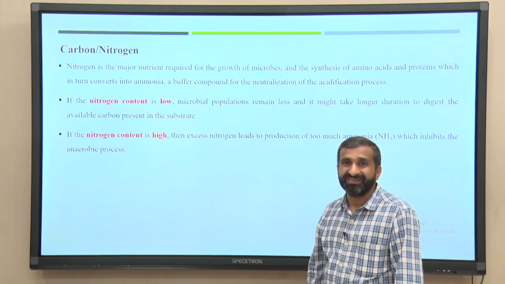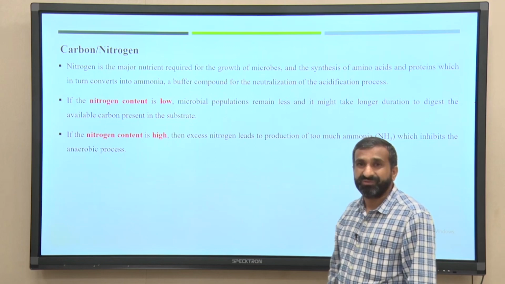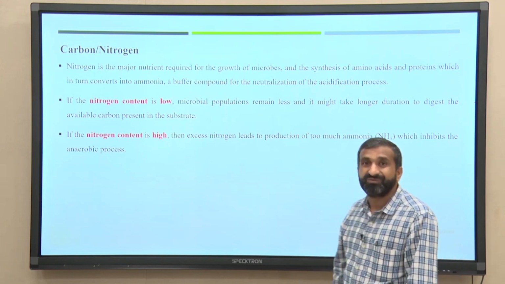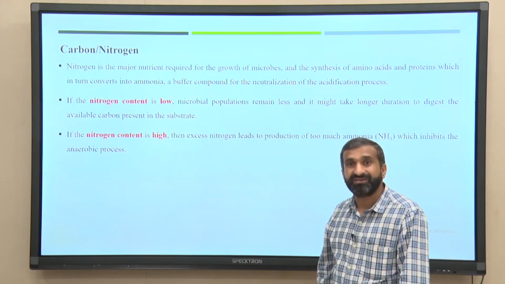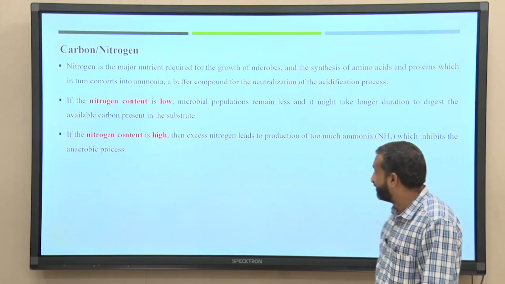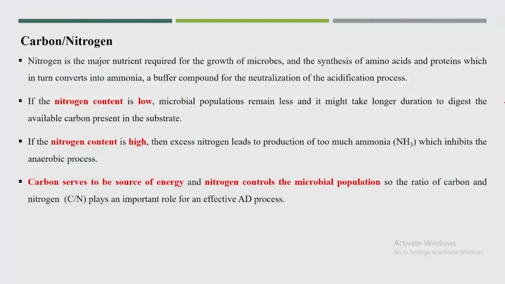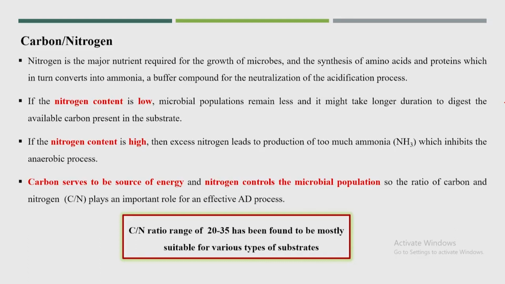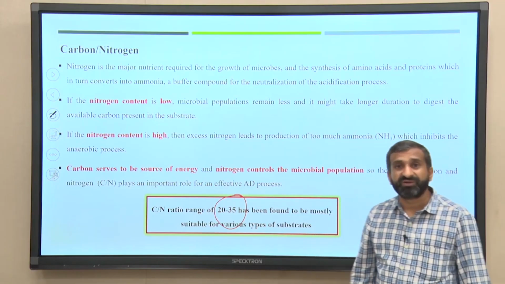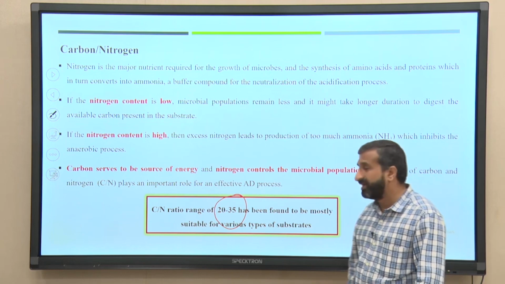If you have more nitrogen, ammonia production could be possible. Although this ammonia is good for getting more alkalinity, if there is more production, that is also problematic. The carbon serves as a source of energy and nitrogen controls the microbial population. So, the ratio of carbon to nitrogen is very important in the anaerobic digestion process. So, it is suggested that 20 to 30 is the best or optimum carbon to nitrogen ratio for the anaerobic digestion process.